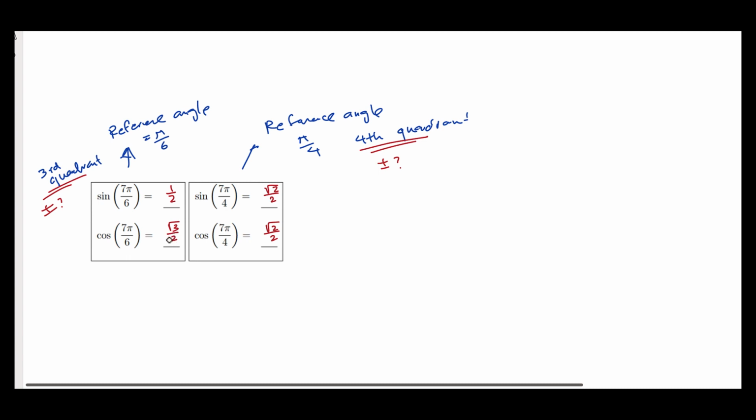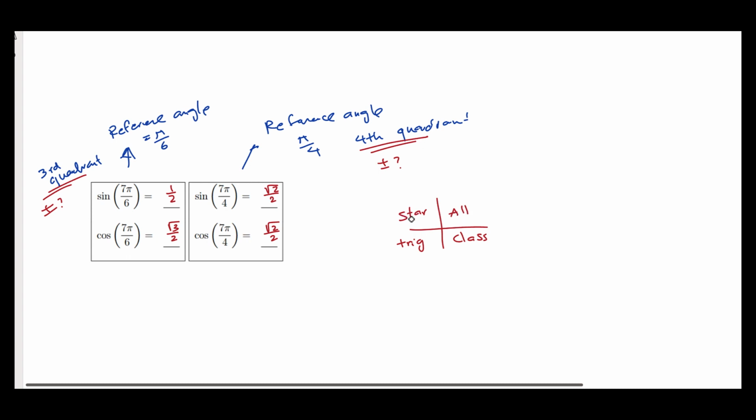Now, in the fourth quadrant, both sine and cosine are negative. Remember, it was All Students Take Calculus, the ASTC trig class. And so in the first quadrant, all of them are positive.